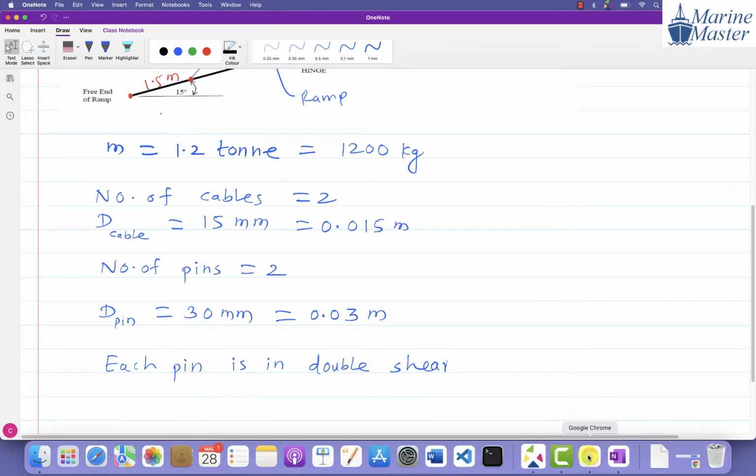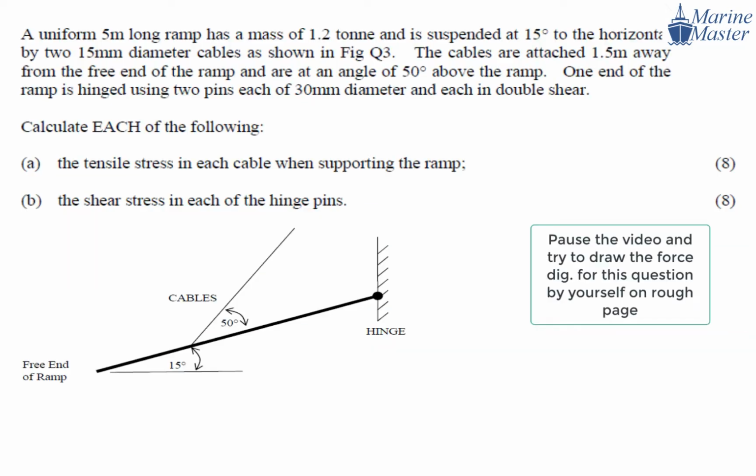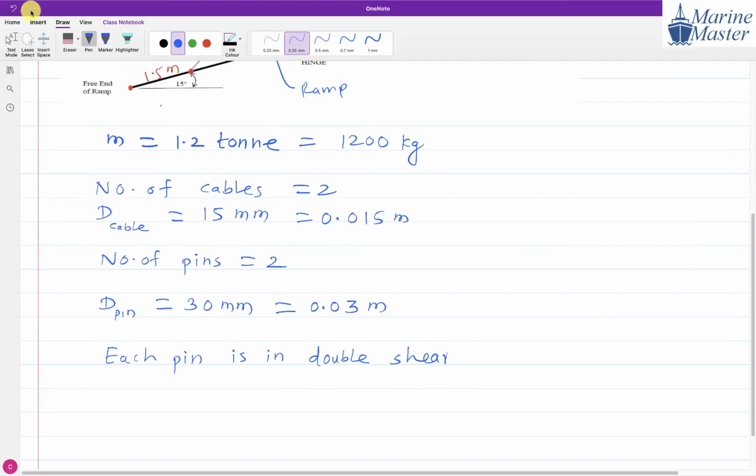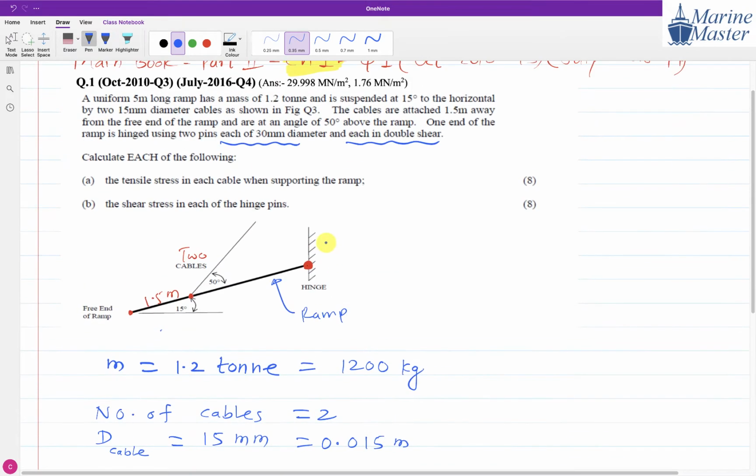Now, take 2 minutes by yourself after completing the given things. Take a rough page and try to draw the drawing by yourself on the rough page. So now try to see the scenario here, what we are going to do further and how we are going to approach the things further.